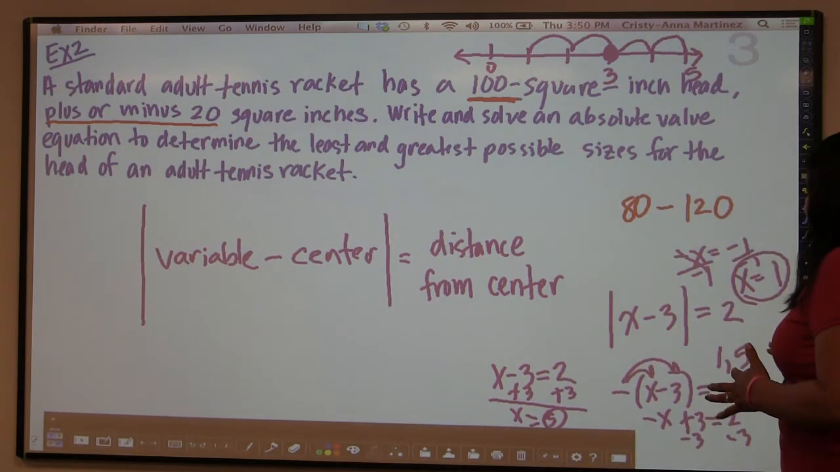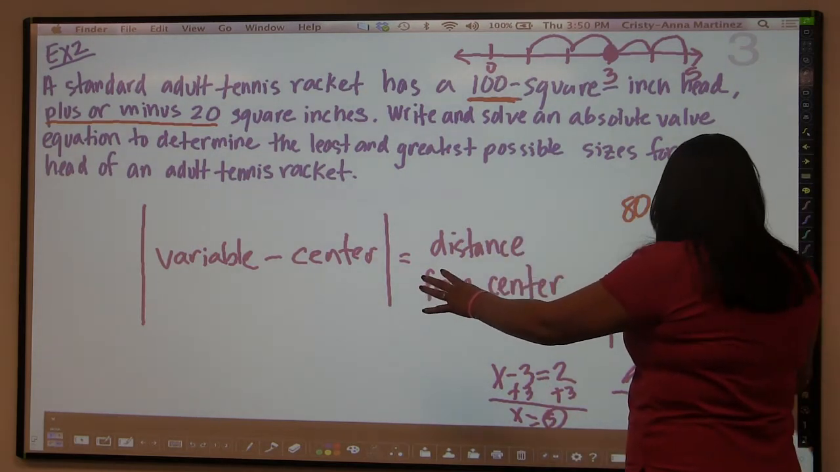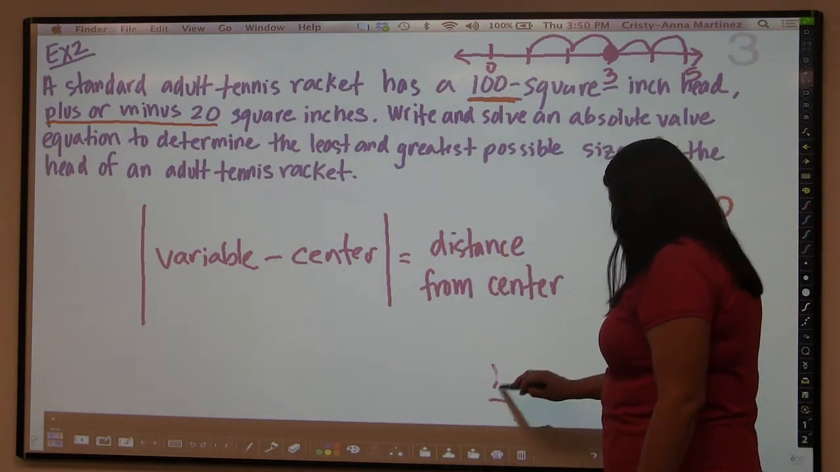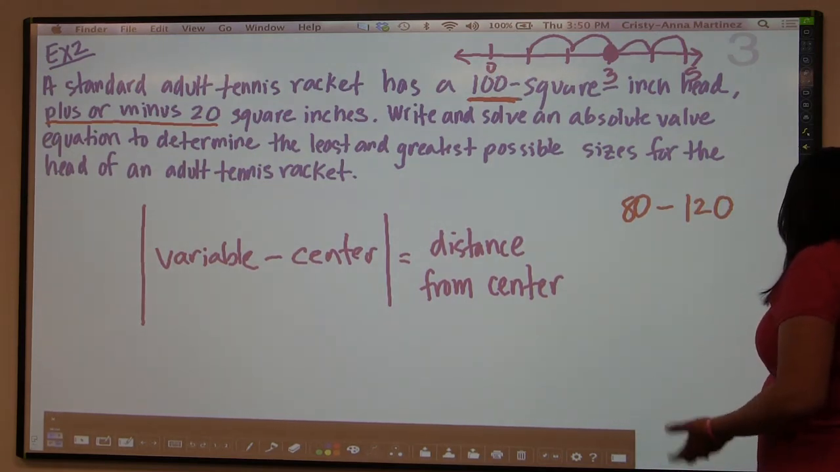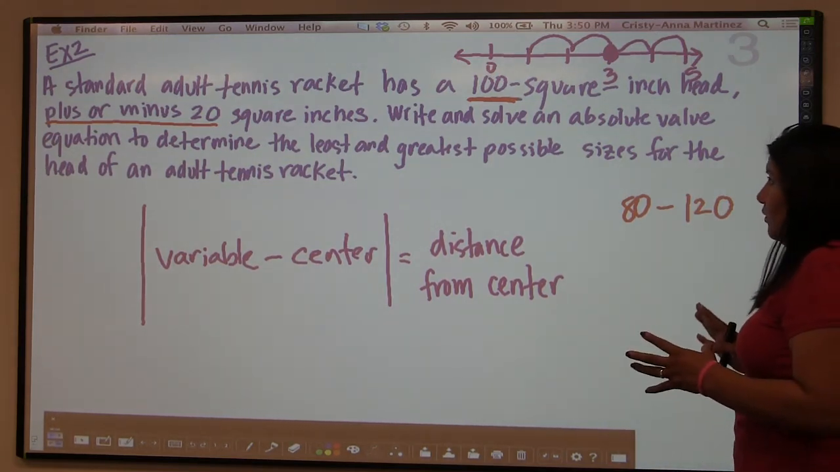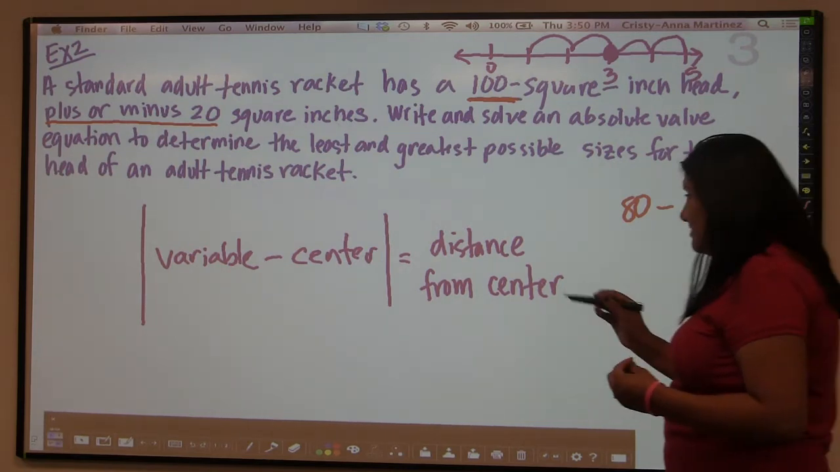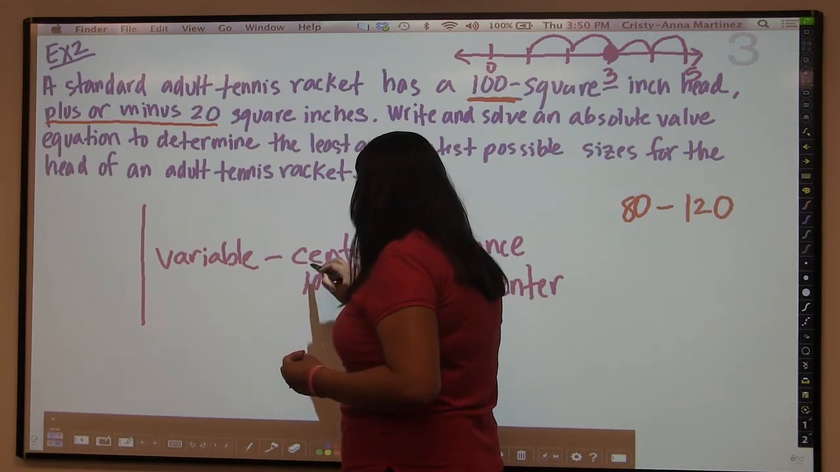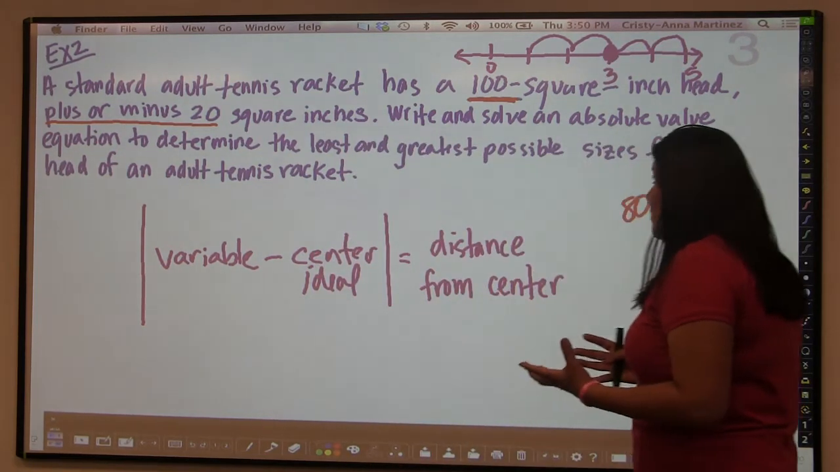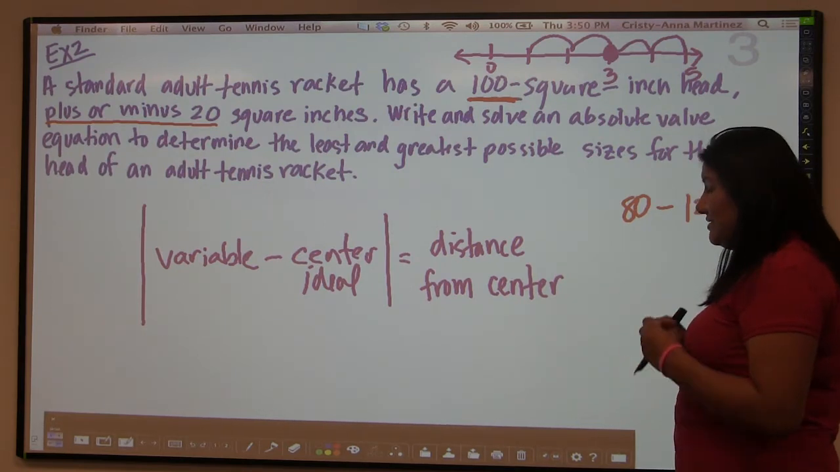So I hope that kind of helps you see what I'm talking about when I give you this little, it's not really a formula, but kind of a template, if you will, for how to set up these problems. In this example, our center is 100. That's our ideal. Another way of saying center would be ideal. What is the ideal size? Ideally, this tennis racket would be 100 square inches. So 100 becomes my center.